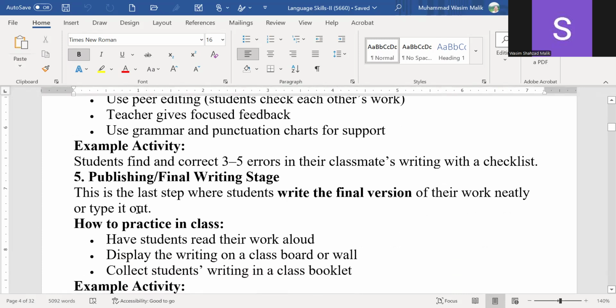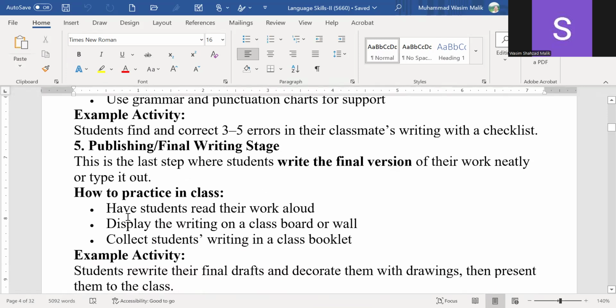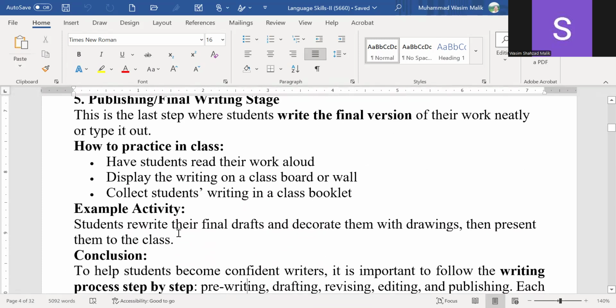Publishing, the final writing stage. This is the last step, where students write the final version of their work neatly or type it out. How to practice in class. Have students read their work aloud, display the writing on a class board or wall, collect student writing in a class booklet. Example activity, students rewrite their final draft and decorate it with drawings, then present it to the class.